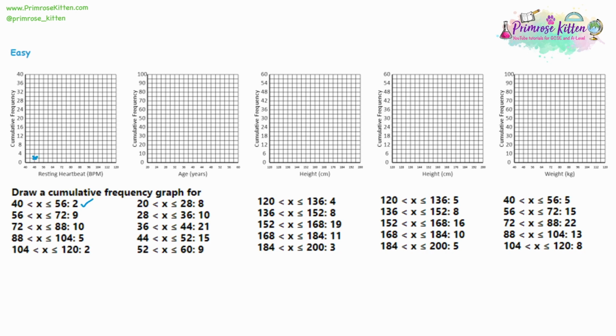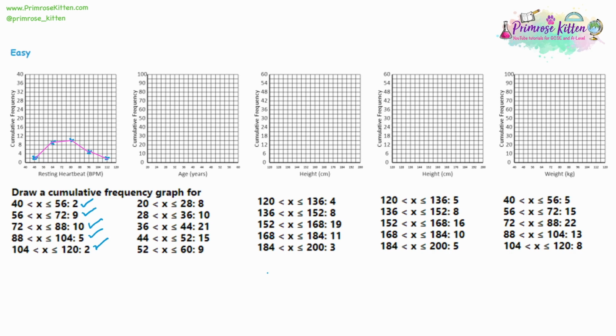Then for the second one, we're in between 56 and 72. Now 64 is in between those 2 numbers, and we have a frequency of 9. The third one, in between 72 and 88, is 80, and we have a height of 10. In between 88 and 104 is 96, and we have a height of 5. And then in between 104 and 120 is 112, and we have a height of 2. And then the next step might be to think, all right, let's join these up with a straight line. And what we have there is completely wrong. So what do we actually do?